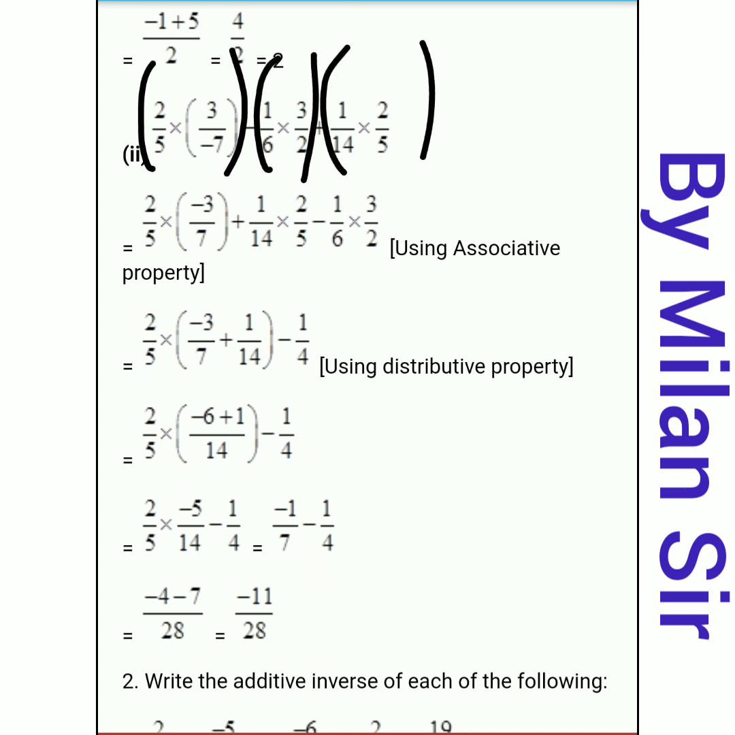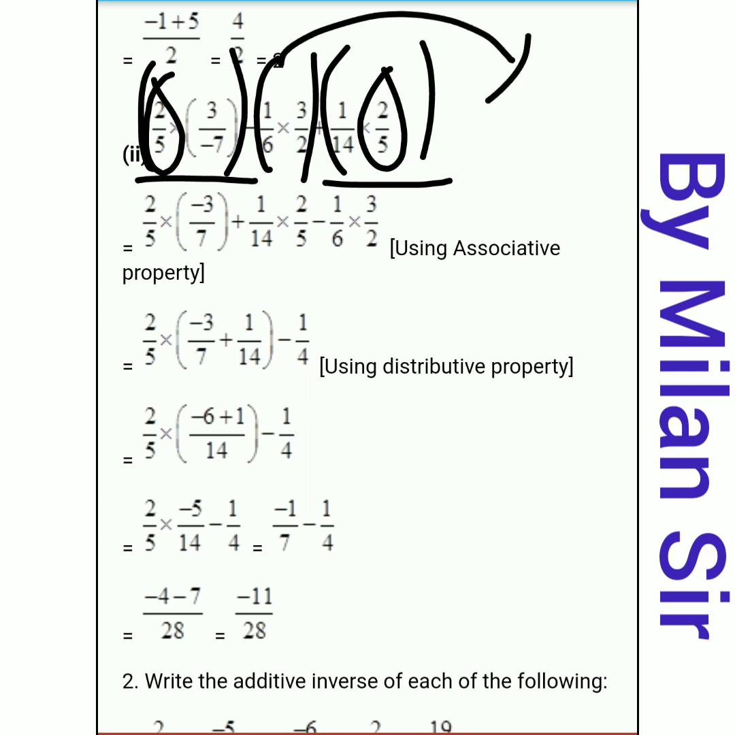Now just look at these three terms. Can you find anything common in two terms? Yes. Here we have 2 upon 5. Here we have 2 upon 5. Right? In first term and in third term we have 2 upon 5. So what we need to do? Just write down first term. After that write down this third term and just transfer this second term to the last.